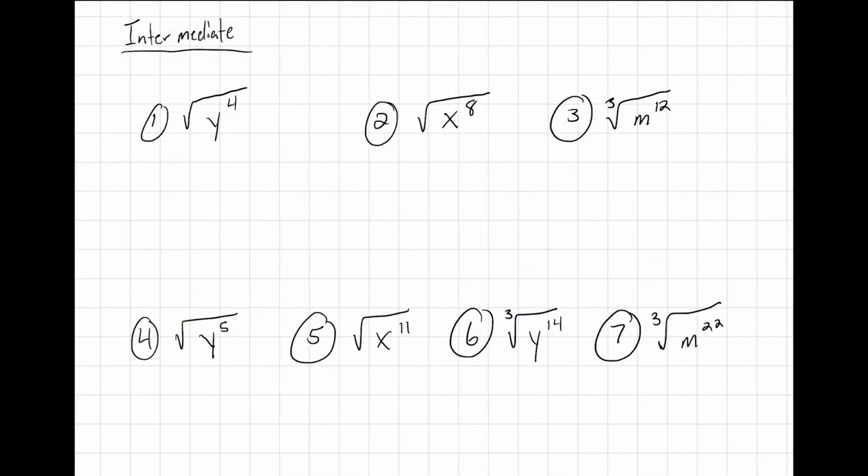Okay, now we're going to move on to the intermediate section. The intermediate section is only intermediate just because there are no coefficients or whole numbers that we're dealing with. Everything is a variable and an exponent.